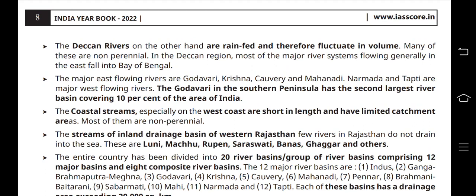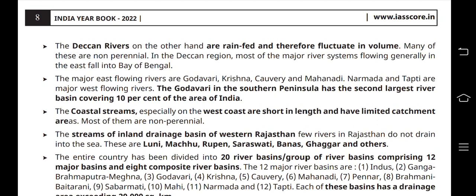In the Deccan region, most of the major river systems, flowing generally in the east, fall into the Bay of Bengal. The major east-flowing rivers are Godavari, Krishna, Kaveri and Mahanadi. Narmada and Tapti are the major west-flowing rivers. The Godavari in the northern peninsula has the second largest river basin, covering 10% of the area of India.